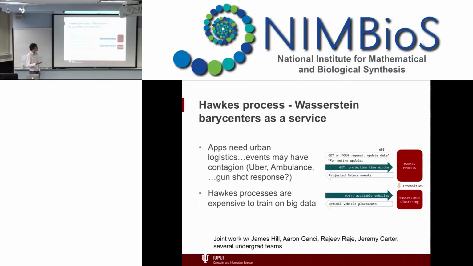Again, we wanted to create this model API that developers could use, where if you're getting event data in, you just push it to this with an HTTP call, and it'll retrain the model with that event. And then every time you need to reposition your vehicles, you have another API call that you can make, and you'll get the optimal locations of where you should send your vehicles.